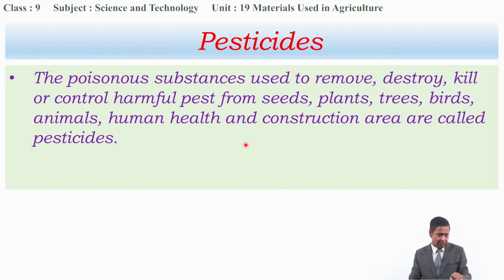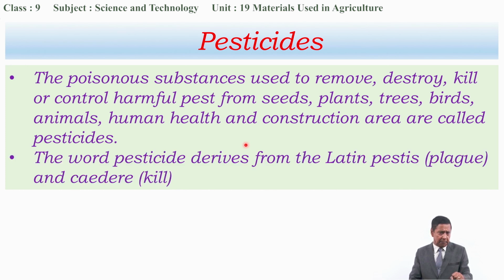At first I want to tell you, look at the word. Pesticide is derived from the Latin word pestis, which means plague also, and actually it means pest. The plague is the name of a disease also, but pestis means pest, and this cide means kill. Pest killing agent is pesticide. That's why this word came from the Latin.